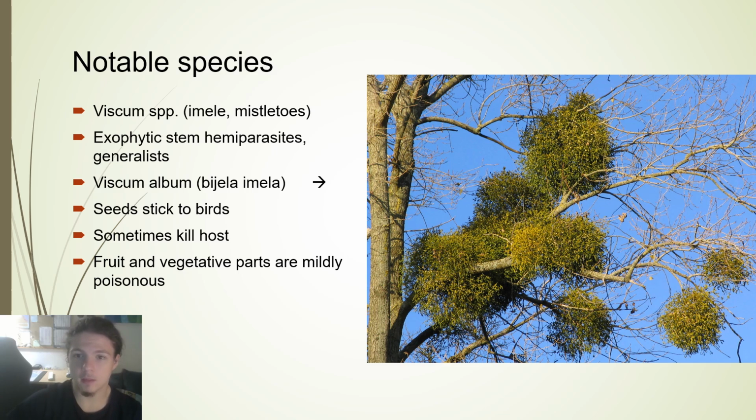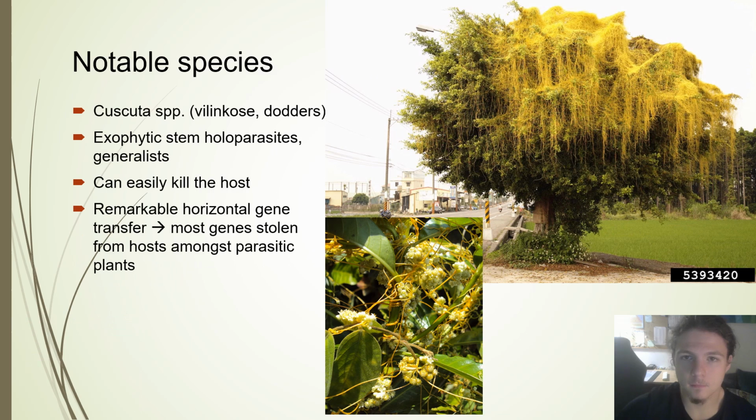Because these plants can very quickly engulf an entire tree, it is possible that they can even kill their own host. This is because such a large number of parasites will deprive the host of water and minerals required to survive. It should also be noted that the fruit of the mistletoe and the vegetative parts are mildly poisonous to humans.